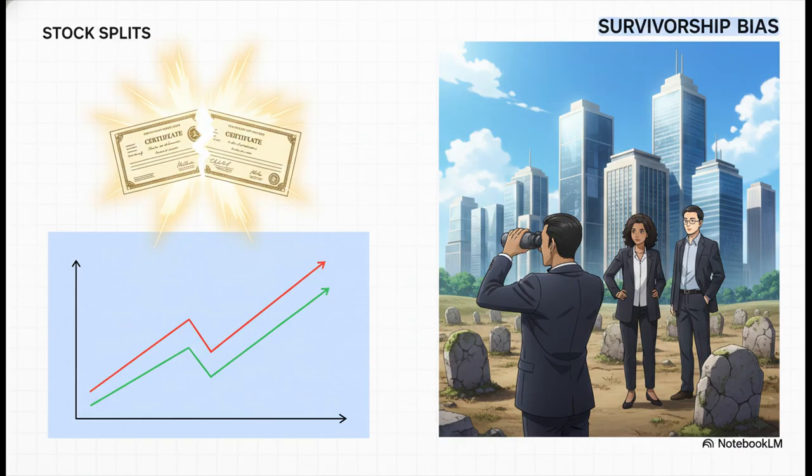And look, the dangers go way beyond just typos. There are these other, more subtle traps lurking in the data. For instance, you always have to adjust historical prices for things like stock splits. But even more insidious is something called survivorship bias. If you build a trading strategy by only looking at the companies that are successful today, your results are going to look amazing. But that's because you've completely ignored the giant graveyard of all the companies that went bankrupt along the way.